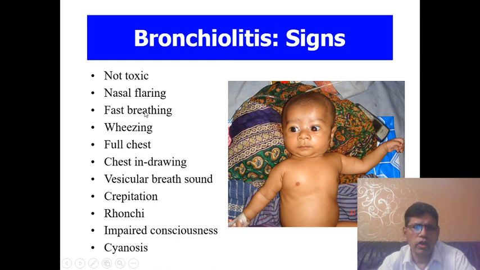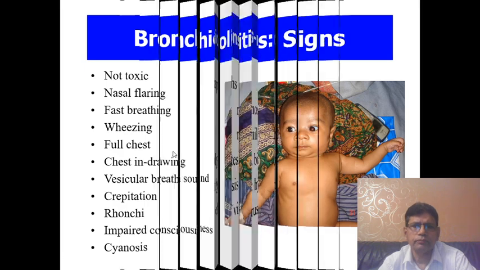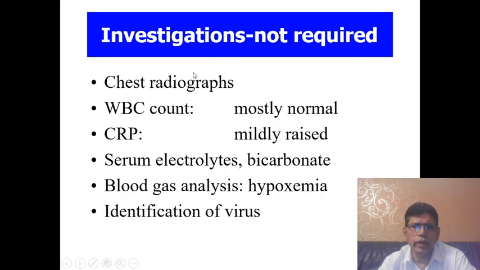Nasal flaring, fast breathing, wheezing, full chest indrawing, vesicular breath sound, crepitation, rhonchi, impaired consciousness, and cyanosis. Investigation is mostly not required. You can go for chest X-ray. WBC count is mostly normal, C-reactive protein mildly raised. There may sometimes be hyponatremia. Blood gas analysis in severe cases shows hypoxemia, and you can find RSV virus in nasopharyngeal aspirate.